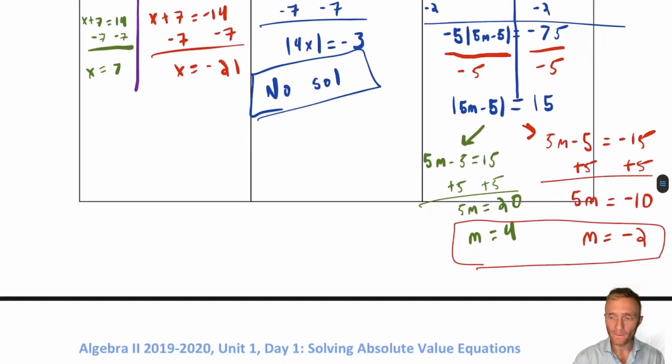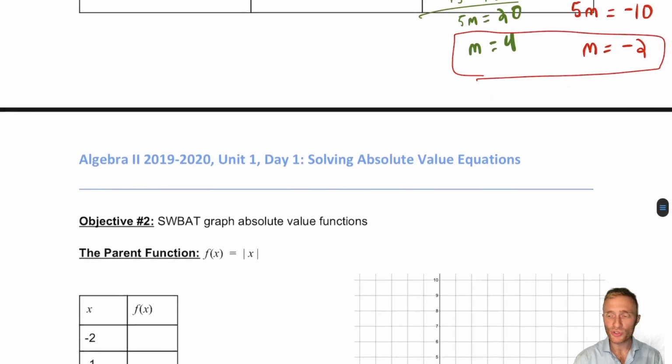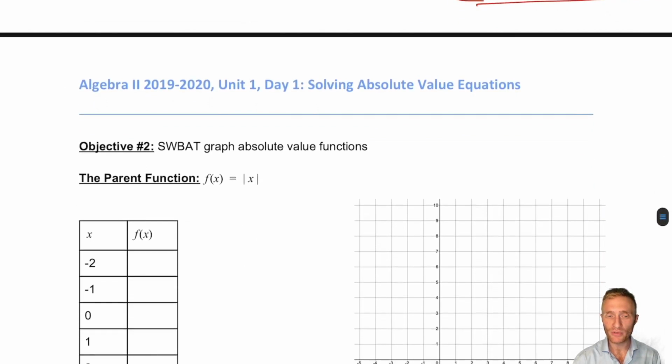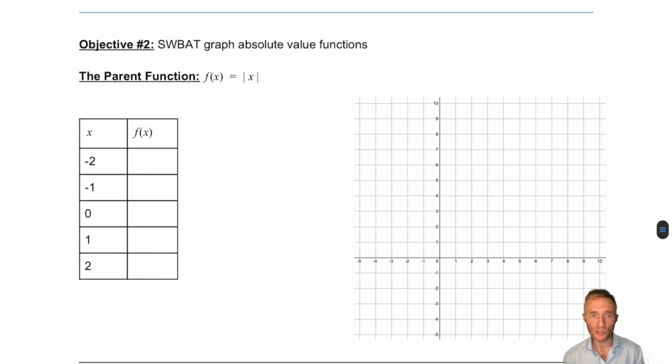All right. The next objective for today is to graph absolute value functions. We're going to start with just what the parent function looks like, the function f of x equals the absolute value of x. The way I want us to approach this is by looking at a table of values.